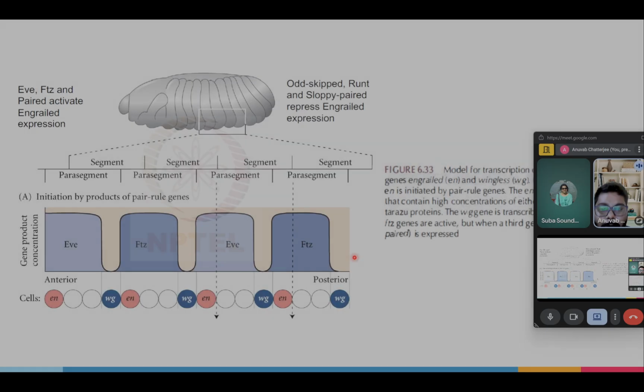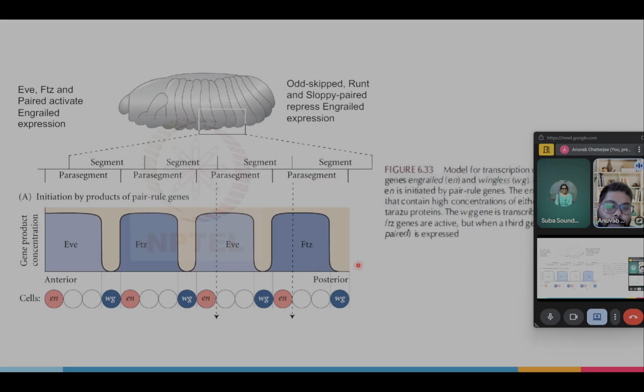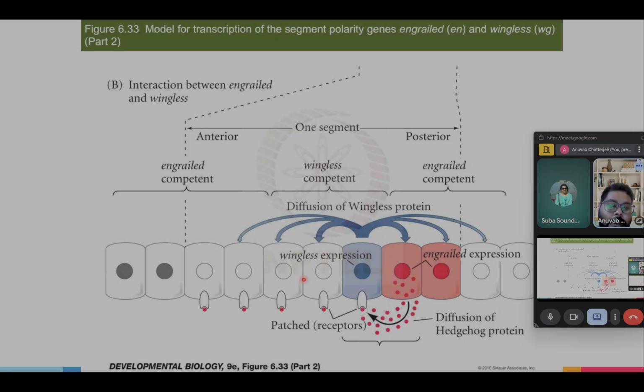So this is where we change from a syncytium to a cellularized embryo, because till here it was all transcription factors being expressed and diffusing and doing things. Here now we are going to start talking about cell-cell interactions via ligands.